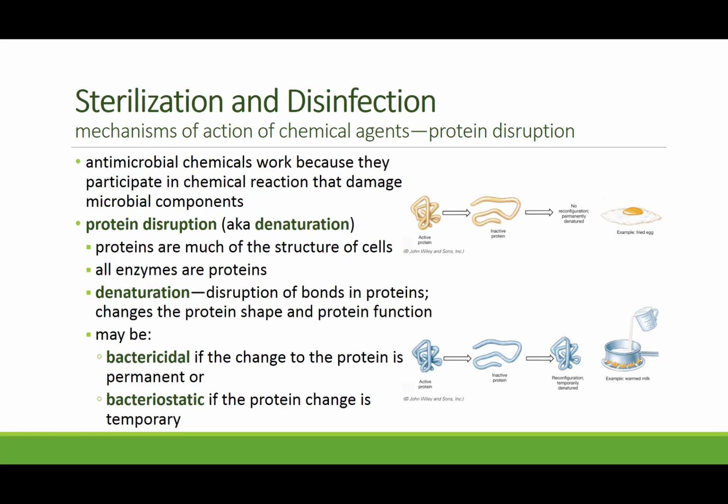So the first way that we're going to talk about that these chemical agents work is through protein disruption. Many antimicrobial materials work because they cause chemical reactions that damage the components of a microbial cell. Frequently, they are proteins. We also will see how lipids can be damaged as well. But when we disrupt proteins, that process is referred to as denaturation.